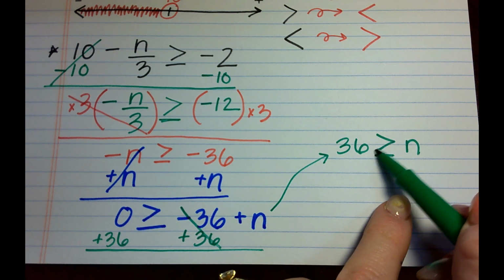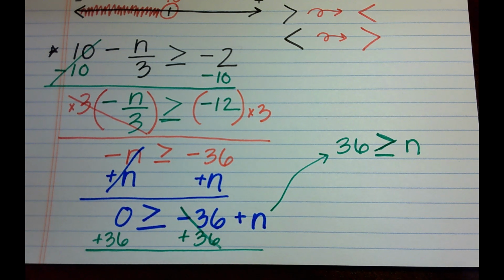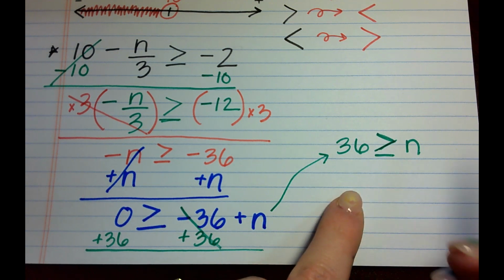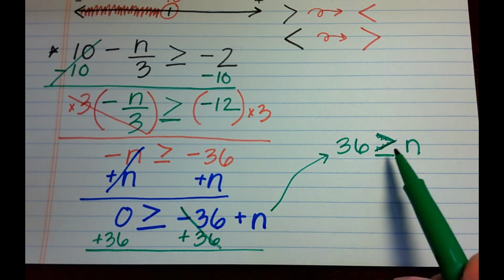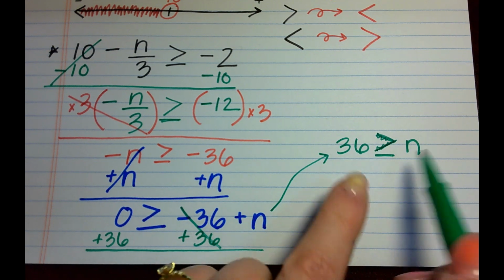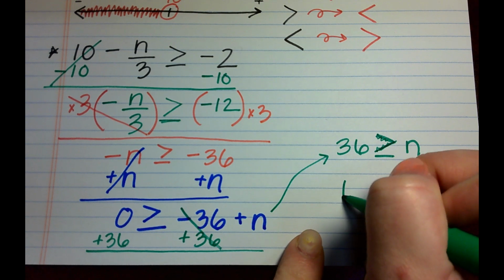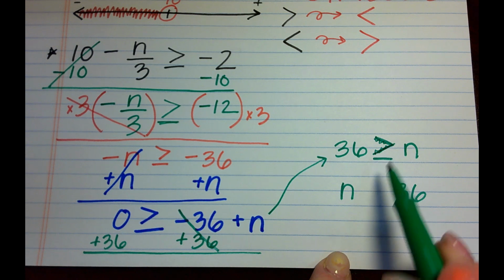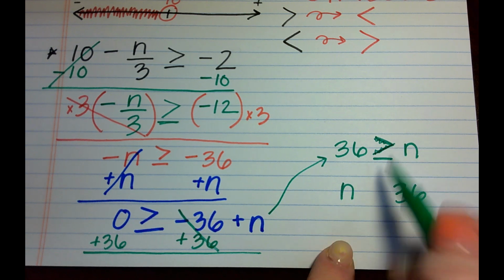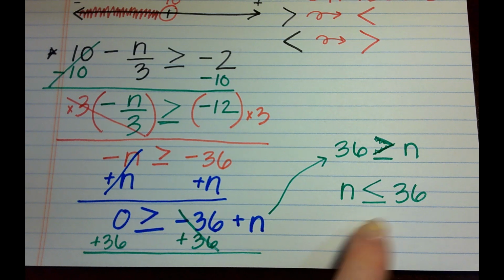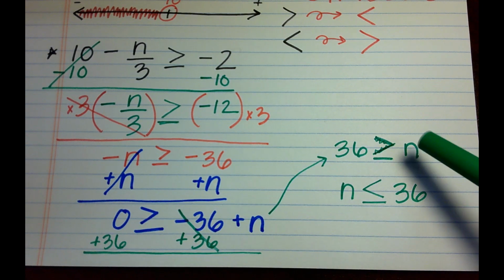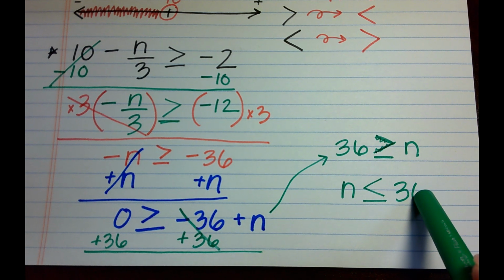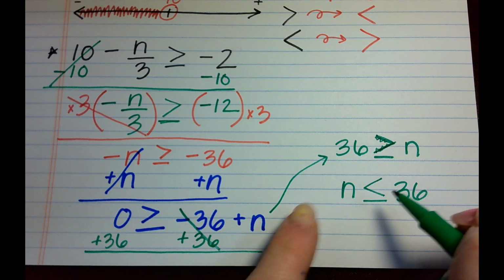Now notice, I'm going to refer to this in kind of silly terms because it's what makes sense to me and maybe it'll make sense to you, but let's pretend this is our alligator. He's got sharp teeth. He is eating 36. When I flip this around and make n come first and 36 come second, that alligator better still be eating 36. So the sign has to flip. It needs to be pointing the same way. n is less than or equal to 36. Do we see what happened there?